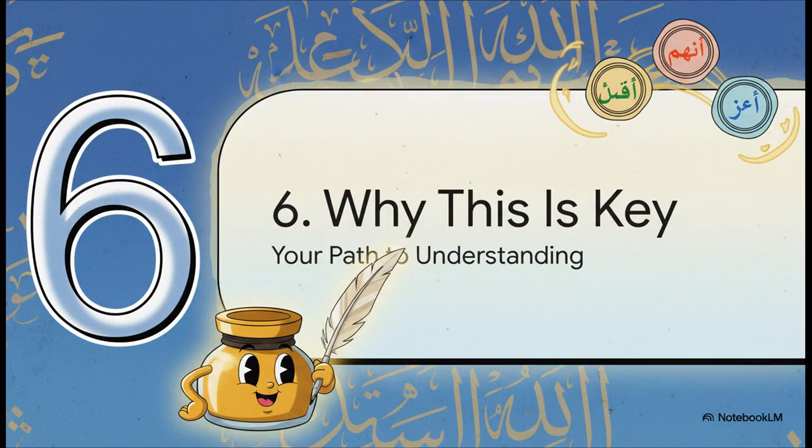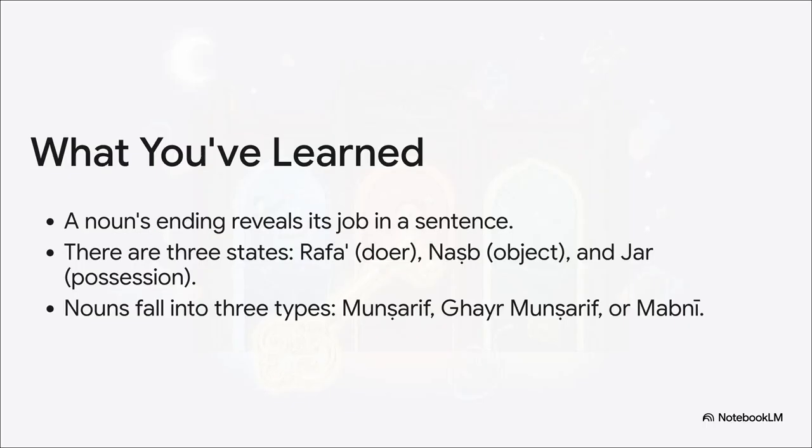So, we've covered the three states, we've met the three noun types, and we've seen them in action. Let's just take a step back for a second and really lock in why this is so incredibly important for learning Arabic. Okay, let's do a quick recap. You now know that a noun's ending is basically a secret code that tells you its exact job in a sentence. You know the three states, Rafa, Nasb, and Jarr, and you know that nouns fall into one of three camps, munsarif, ghair munsarif, or mabni. This is the engine that makes the whole language run.